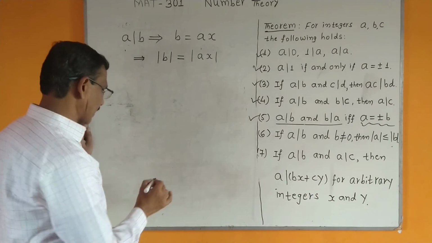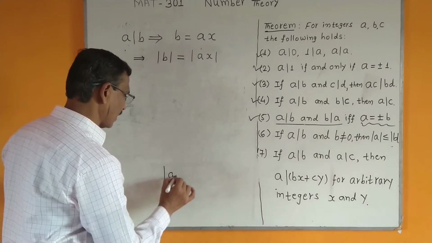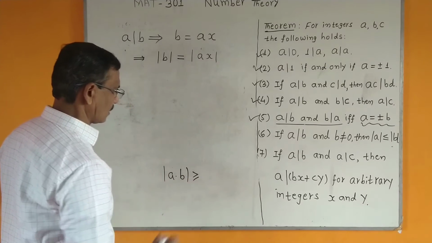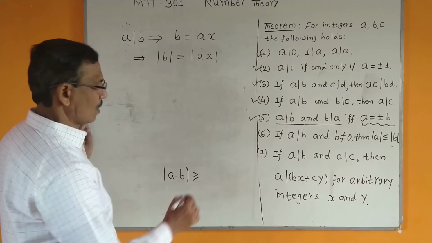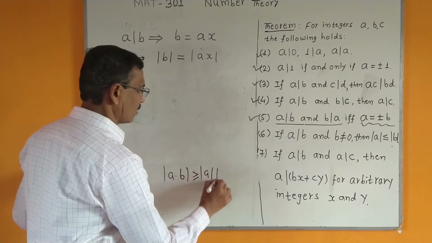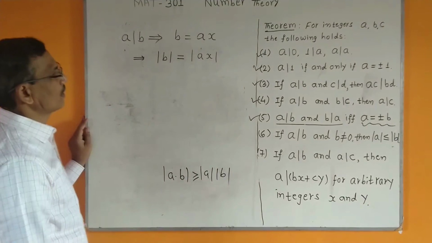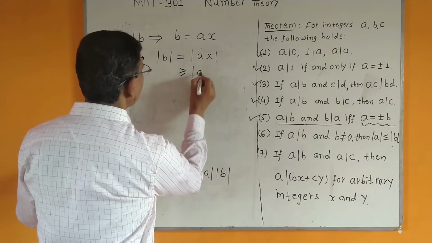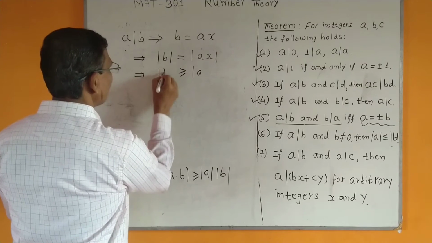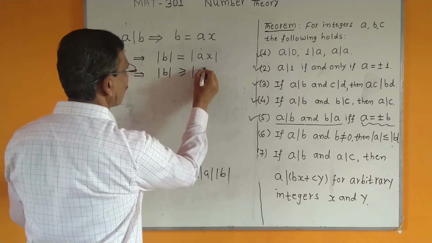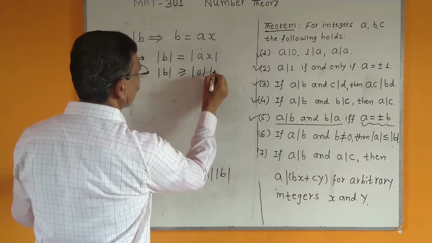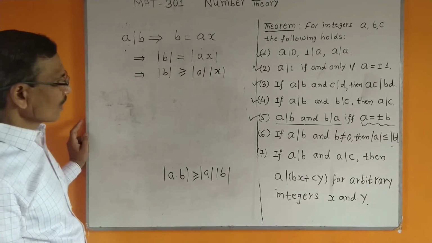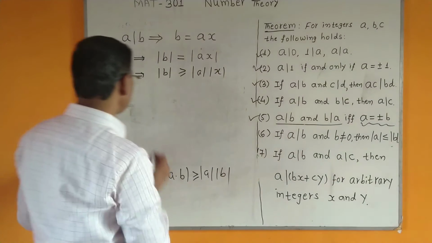But using the triangle inequality, modulus of A times X is greater than or equal to mod A times mod X. Using this, we get that mod B is greater than or equal to mod A times mod X. Again, it is given that B is not equal to 0.